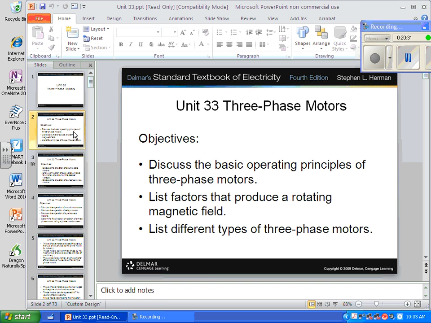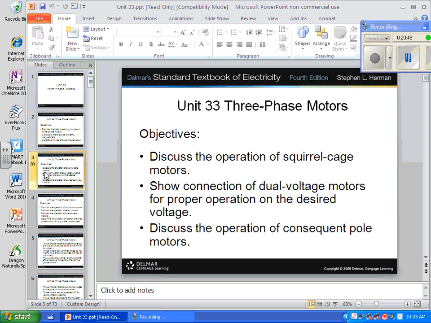You know that Tesla invented not only three-phase power, but three-phase motors, and everything about three-phase was invented by Tesla. And actually, the AC motor itself was basically invented by Tesla. And we're going to talk about a squirrel cage motor. We're going to look at why it's called that.